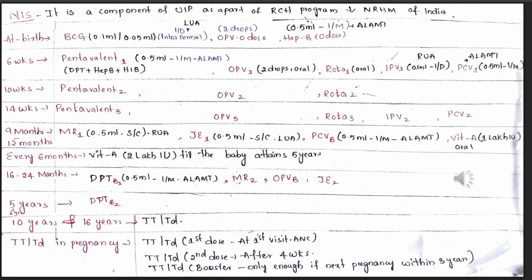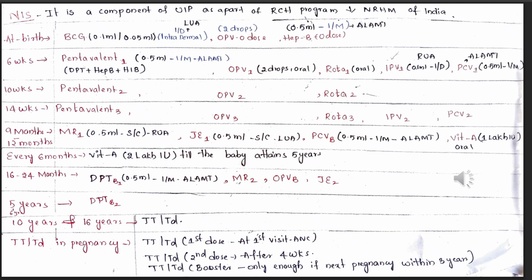And next is 16 to 24 months. What vaccines will we give at 16 to 24 months? DPT booster: diphtheria, pertussis, tetanus. The first booster will be given at 16 to 24 months. All that we discussed before, up to 9 to 12 months, we have given to infants. From this onwards, we are giving to children. So the DPT first booster will be given at 16 to 24 months. The dose is 0.5 ml and we are giving it intramuscularly at the anterolateral aspect of the mid thigh.